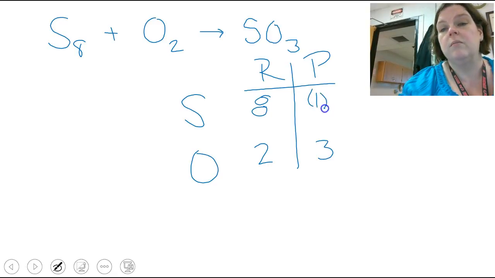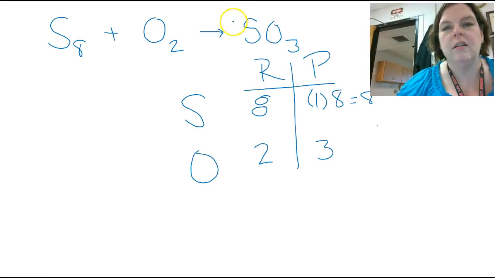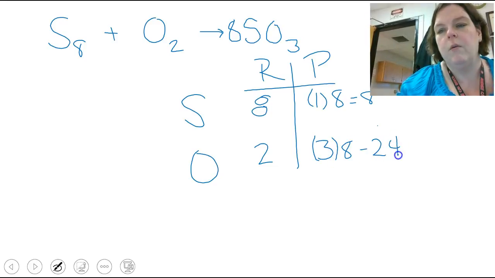So the first thing I'm going to do is multiply this guy by 8 to get 8. That means the 8 goes in front of the SO3. Things are acting funny again. Okay, there's the 8 in front of the SO3. That means the O also changes. So we go 8 times that, and that gives me 24.